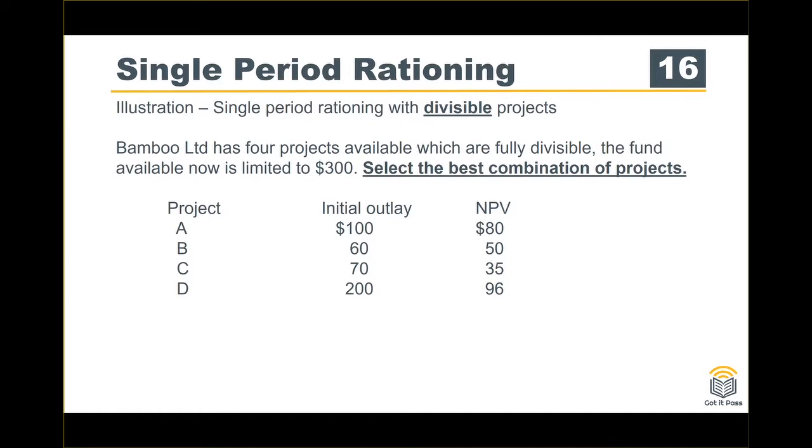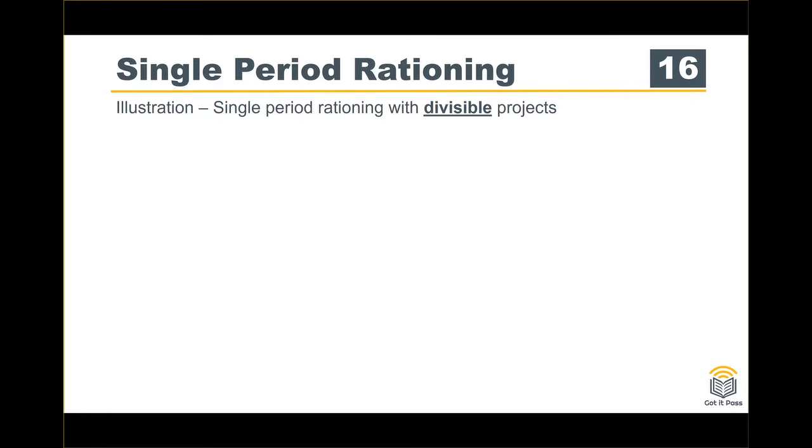So, an illustration: single period rationing with divisible projects. You are given a company called Bamboo. Just read the question, and we'll come back and explain how to get the numbers. Coming back, I will show you these quite easy examples of how to get the numbers. We have Bamboo Limited.